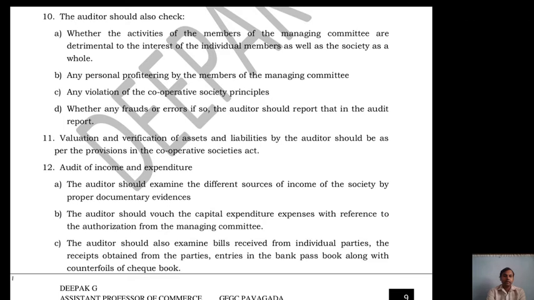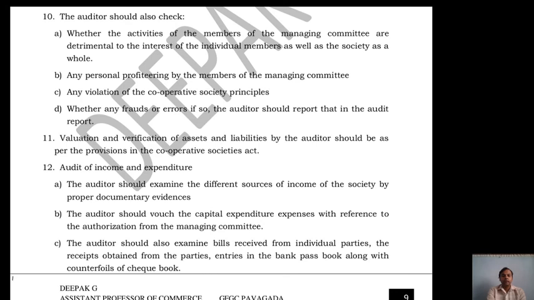There should be no personal objective, only the interest of the society and the interest of the public. Violation of the cooperative society rules should not be done, and if there are any frauds or errors, the auditor should report that in the audit report. If there is any error or fraud in the cooperative society, he should report it.